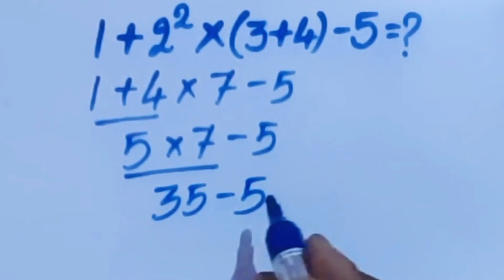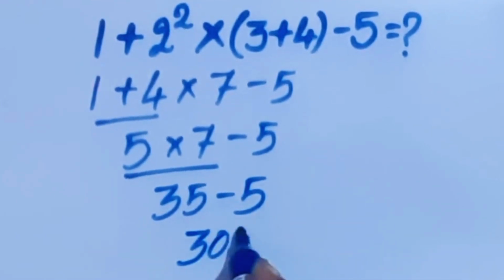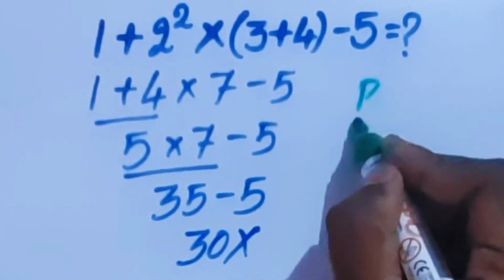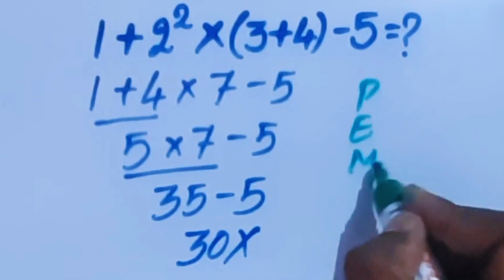Here 35 minus 5 is 30, which is the wrong answer. As per this order of operation, this 30 is the wrong answer. Here we are going to introduce this PEMDAS rule from order of operation.